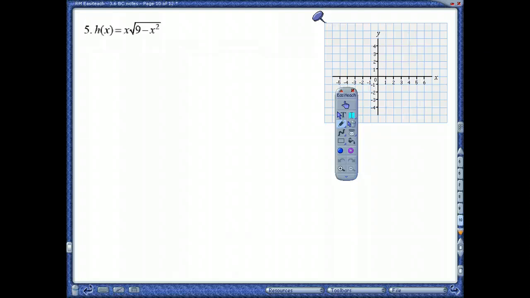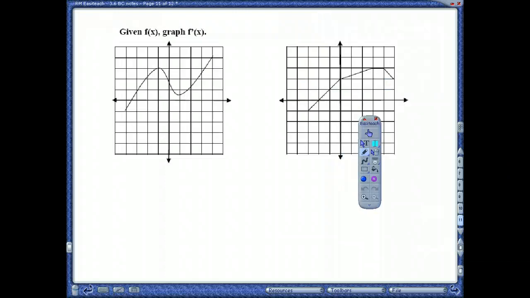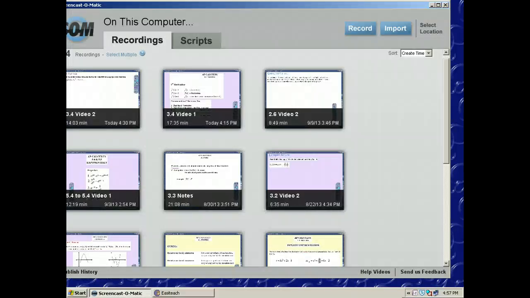Oh, we're going to do number 5 in class together because there's domain problems and all kinds of good stuff. And look at this. We've got the original function. We're going to graph the first derivative. We're going to do that in class as well. So make sure you show up. It's going to be a fabulous day.